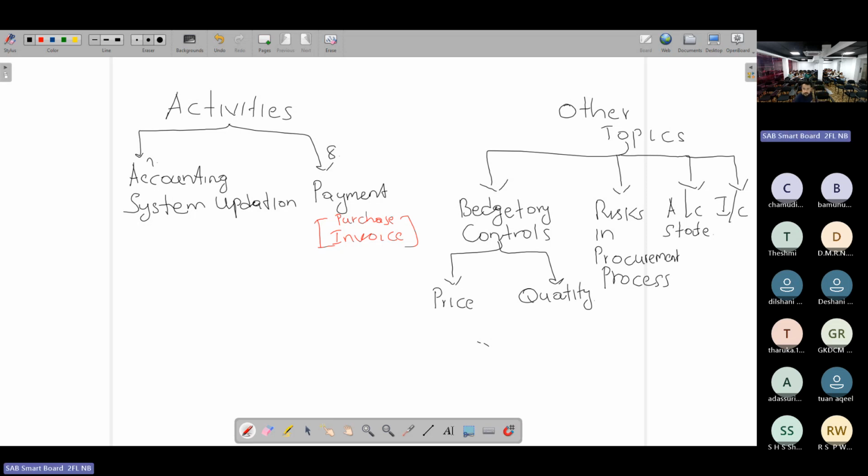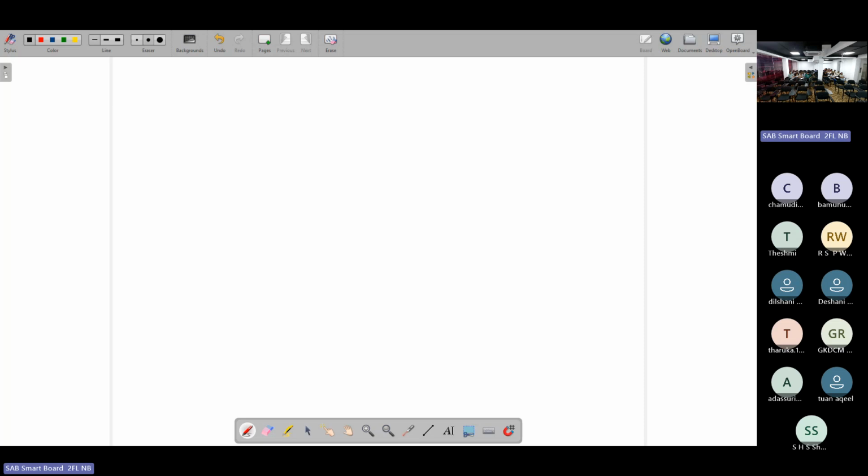Okay, note the next topic under cash management. Bank reconciliation. Bank reconciliation is also part of the recording process.